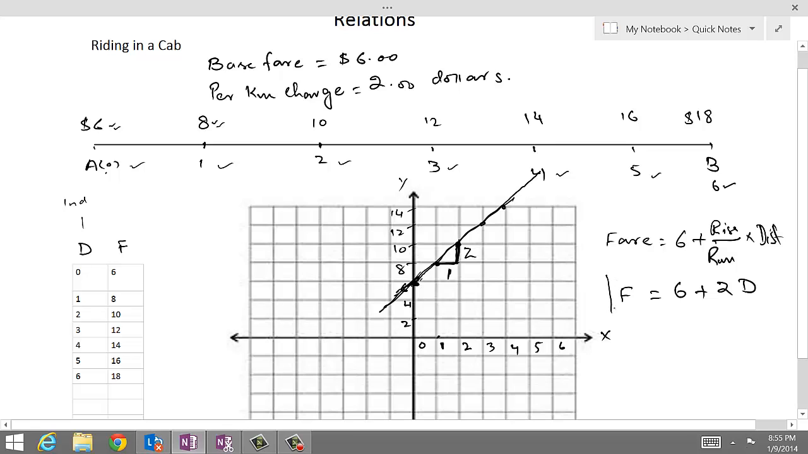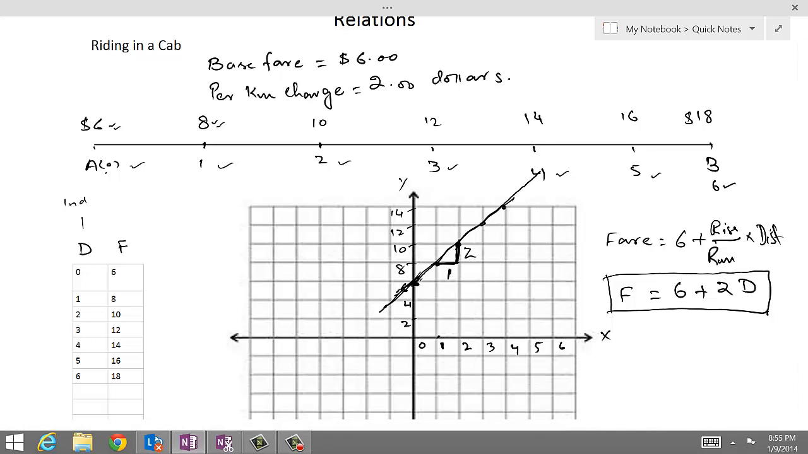This could be equation, and by using this equation, we can find the fare for any given distance. Suppose if we want to calculate the fare for 50 kilometer, we just substitute in this equation 50 kilometer and we will find out what the fare would be. That will be covered in the next video.